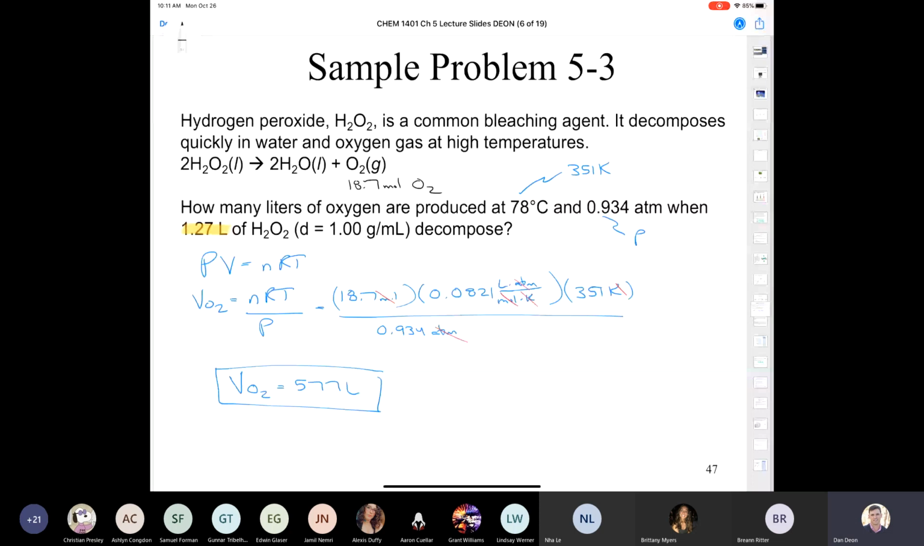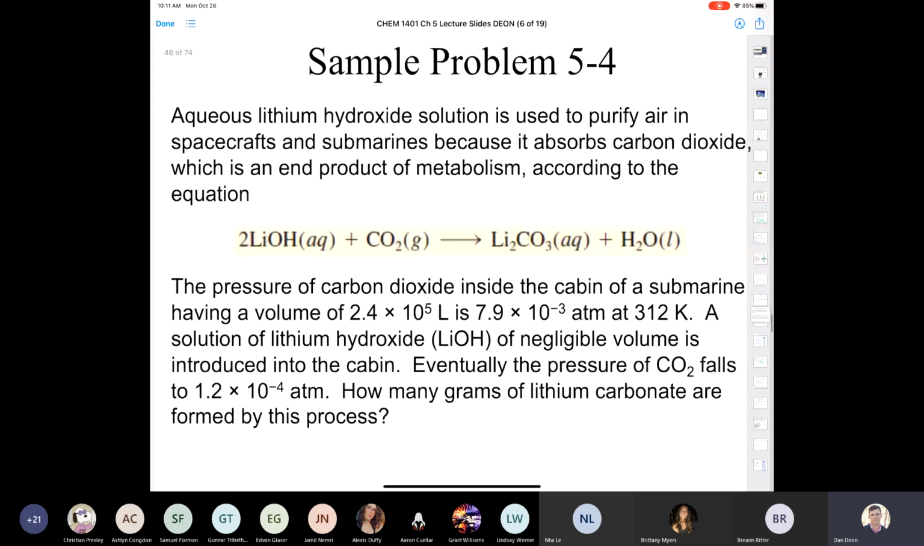All right, let's try another problem here, and this one's a real doozy. I don't mean that it's difficult, I just mean it's kind of long the way it's worded. It says aqueous lithium hydroxide solution is used to purify air in spacecraft and submarines, and that's true. It's still used to this day to purify air in a submarine or a space shuttle or space station, I don't know.